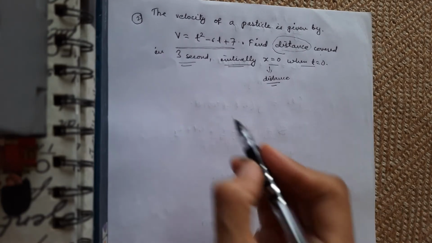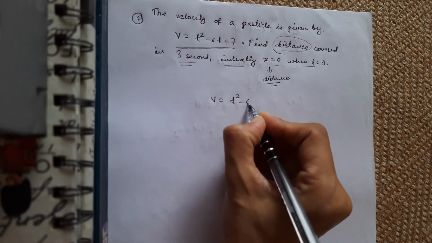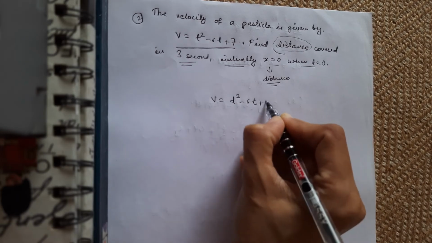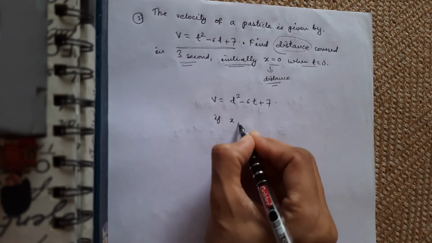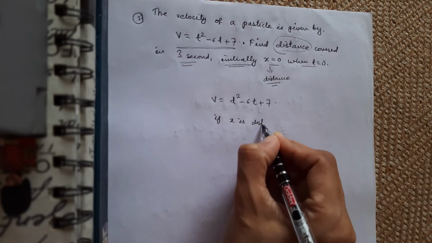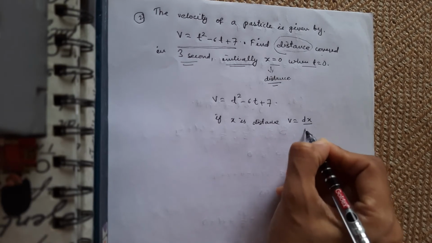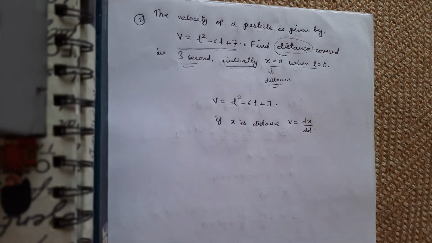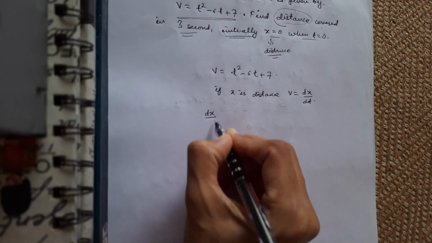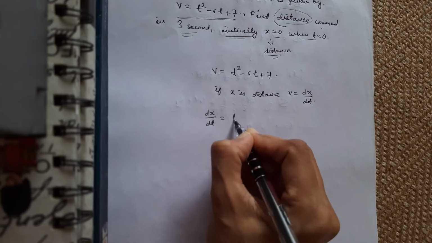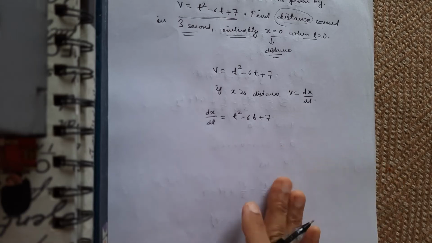So velocity is given to us, v equals t square minus 6t plus 7, and if x is distance, then we know that v is dx upon dt, change in distance upon change in time. So therefore this dx upon dt is given to us as t square minus 6t plus 7.